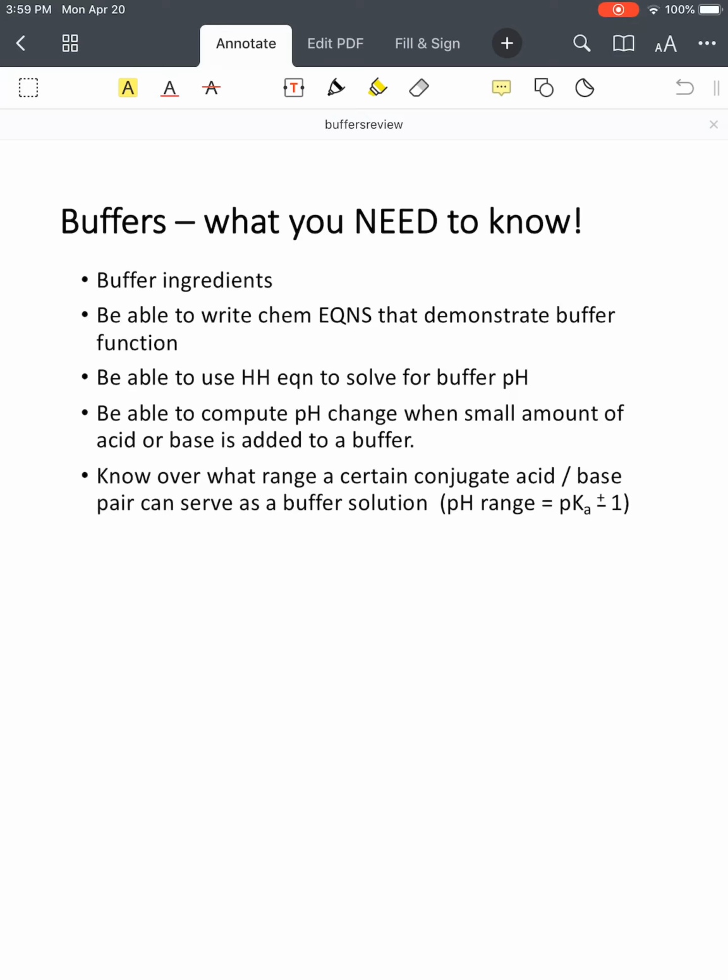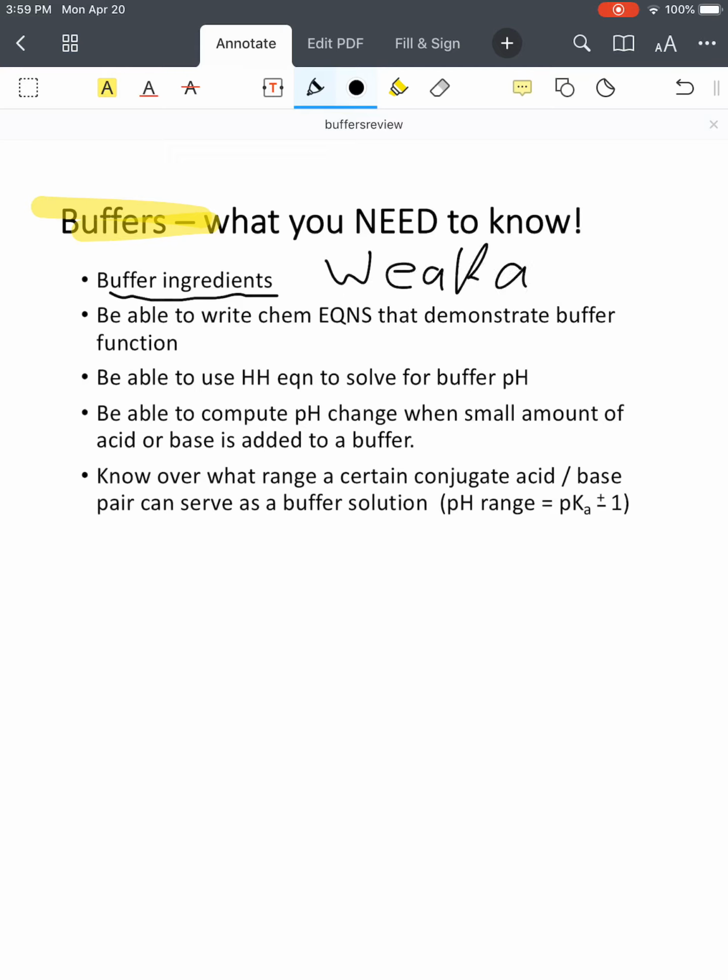First thing that we talked about in chapter 19 was about buffers and buffer solutions. Remember, buffers control or constrain the pH of a solution. The key topics for buffers: you need to know what the buffer ingredients are. Remember, that's what? A weak acid plus its conjugate base. You have to have both of them. They have to be a weak acid and base. Very important to remember, okay? Weak acid and its conjugate base, you have to have both together at relatively high concentration. If you do, it will make a buffer, okay?